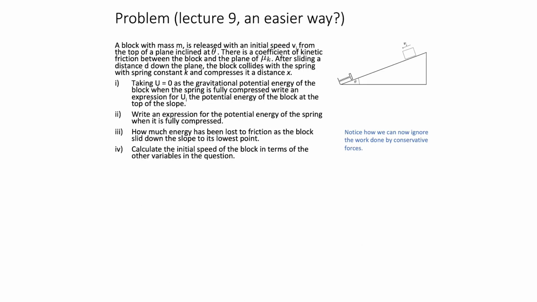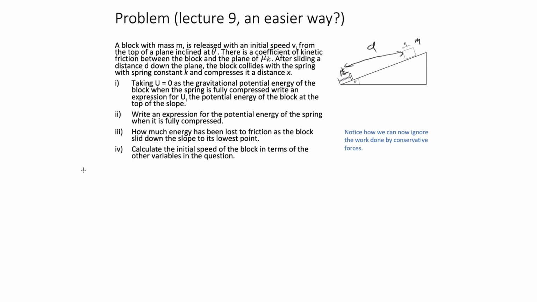Okay, so this is the same problem that we saw at the end of the last lecture, but possibly we'll do it in a slightly easier way this time. So we've got a block with mass m, which is at the top of the slope. It's released with an initial speed vi, and the plane is at an angle theta. There's a coefficient of kinetic friction between the block and the plane of mu_k, and after sliding a distance d down the plane, so it slides this distance d till it's up against this spring, the block collides with the spring with spring constant k and compresses it a distance x. Okay, so this then compresses a distance x.